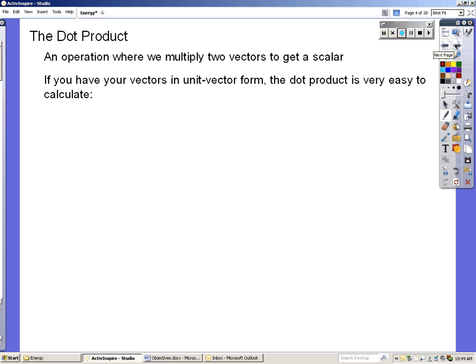Now, there's two ways of calculating the dot product. If you have magnitudes and directions, you can use the one we just developed, the product of the magnitudes times the cosine of the angle. But if your vectors are in unit vector form, it's actually very easy to get the dot product there. If you have A dot B, you can write that as the x component of A times the x component of B plus the y component of A times the y component of B plus the z component of A times the z component of B. And then if you have vectors of more than 3 dimensions, you just keep adding on.